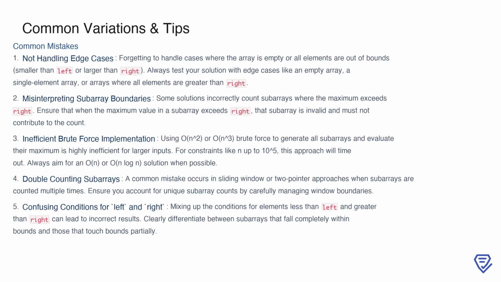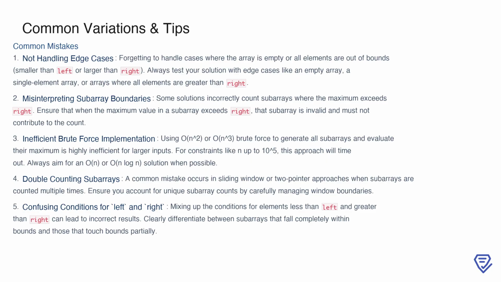Here are some common mistakes to watch out for when solving this problem. First, not handling edge cases is a frequent issue. For instance, if the array is empty, contains only one element, or if all elements fall outside the bounds specified by left and right, it's easy to overlook these scenarios. Always include these edge cases in your test plan. Next, it's important to correctly interpret subarray boundaries. Subarrays where the maximum value exceeds right are invalid. Make sure your logic excludes them from the count.